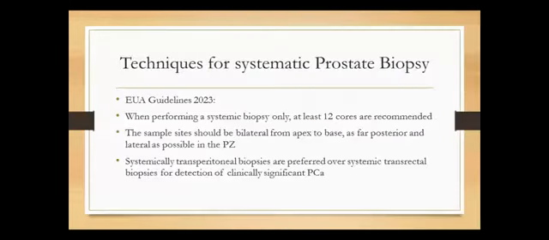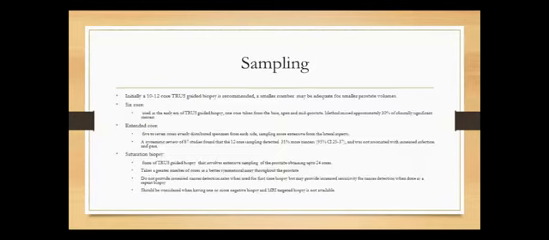So when it comes to techniques for systematic prostatic biopsy, as per the EAU guidelines of 2023, when performing a systematic biopsy only, at least 12 cores are recommended. The sampling sites should be bilateral, from the apex to the base, as far as you can, and as lateral as possible in the peripheral zone. Systematic transperineal biopsies are preferred over transrectal biopsies for detection of prostate cancer.